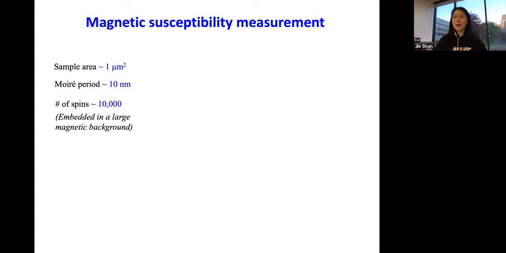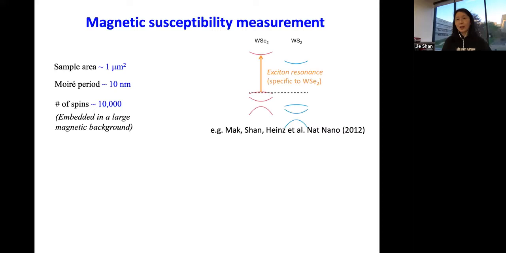Experimentally, we have a little bit of a problem measuring the magnetic susceptibility of these local moments, because we have an area of about a micron square, with a total of about 10,000 spins embedded in a large magnetic background. And optics actually provides the selectivity and the sensitivity to probe those 10,000 spins.